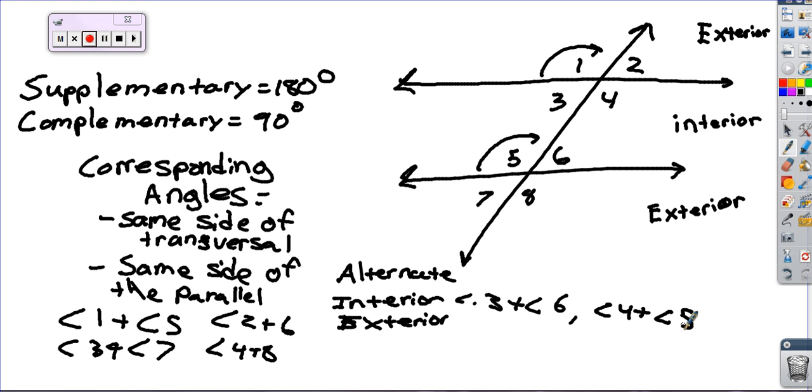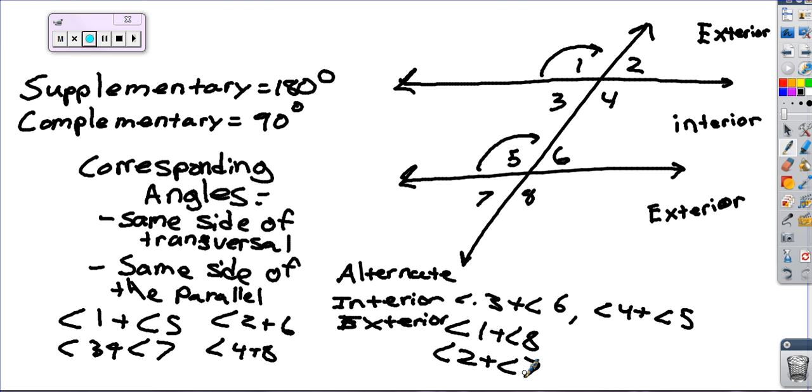All right, alternate exterior on the outside. So let's start with angle 1. There's only one choice. Angle 1 has to be on the other side of the line. Angle 1 and angle 4? No. That's interior. Has to be exterior. Has to be on the outside. Angle 1 and angle 8. All right. So the other one is angle 2 and angle 7. It's the only choice. All right.